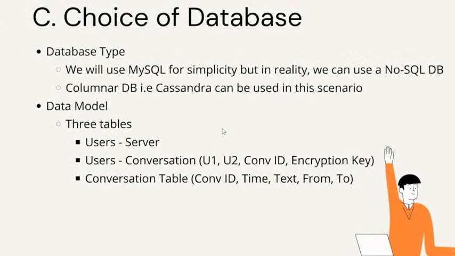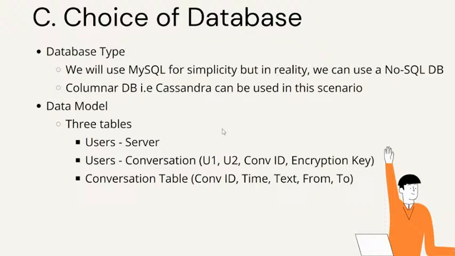This is the most crucial step involved in the system design. In this case, for simplicity, we'll assume we are using MySQL database. But in reality, as we all know, WhatsApp has 1 billion users. It requires low latency and high scalability, so we can go with columnar database. A good example of columnar database would be Cassandra.